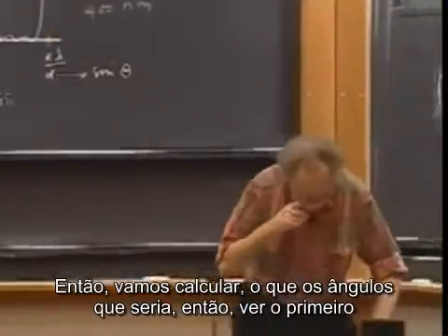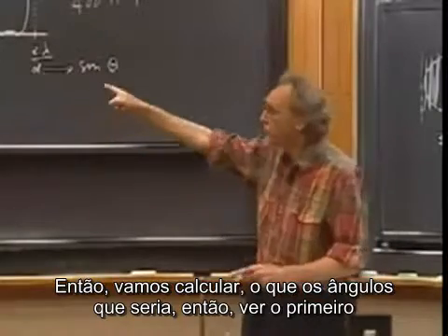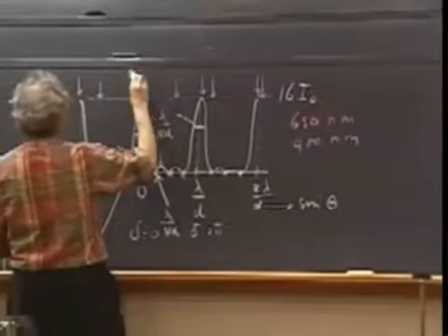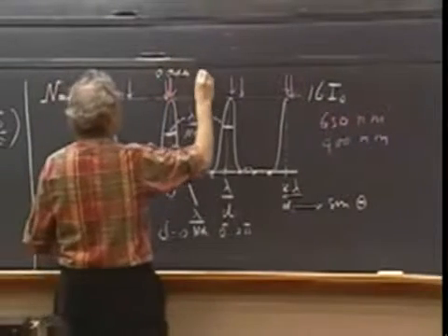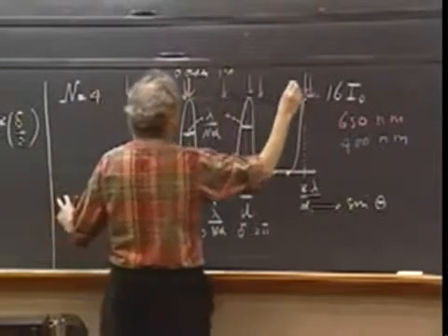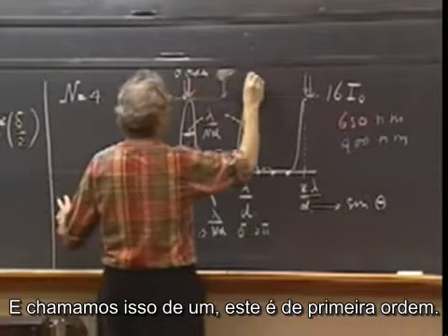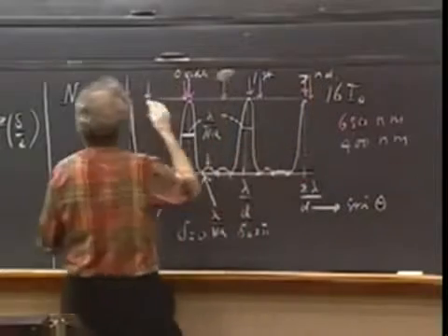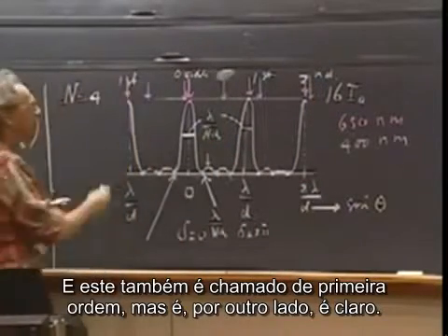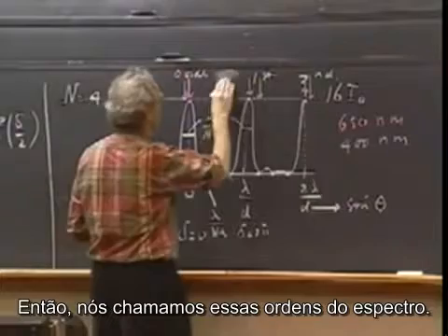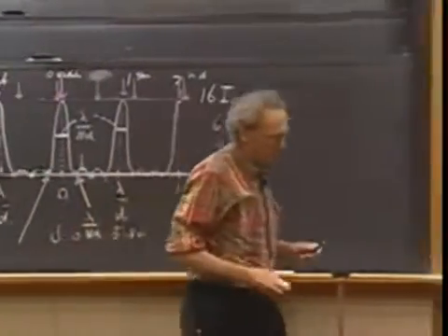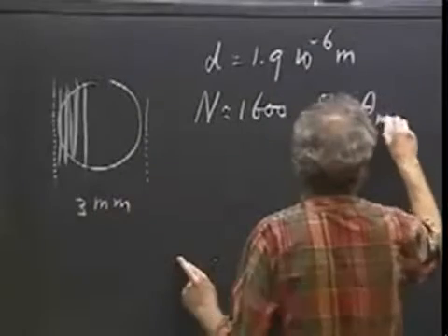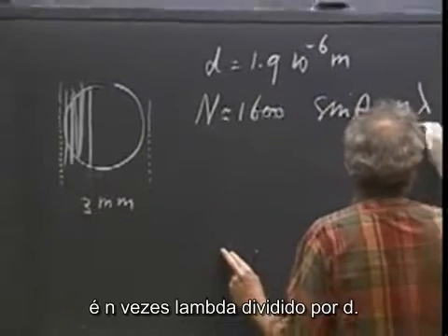So let's calculate at what angles we would then see the first. By the way, these things have names. We call this 0 order. And we call this first order. This is first order. And we call this second order. And this is also called first order, but it is on the other side, of course. So we call these orders of the spectra. So you can now calculate that the sine of theta of n is n times lambda divided by d.